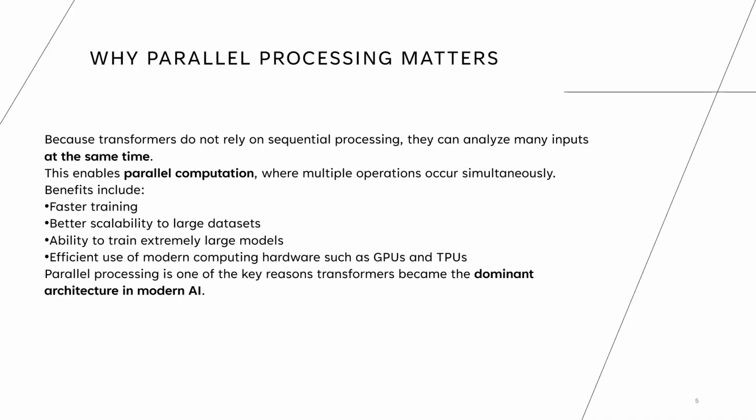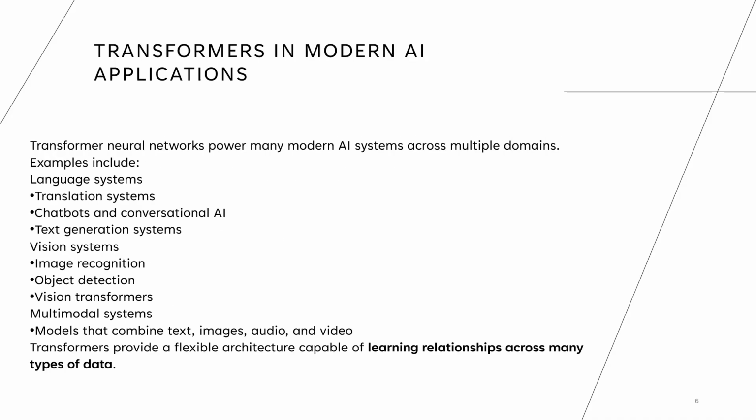This combination of attention mechanisms and parallel computation is one of the main reasons transformers became the dominant architecture in modern artificial intelligence. Without this ability to scale efficiently, many of today's most advanced AI systems simply would not be practical. Now that we understand how transformers process information, we can look at where this architecture is actually used.